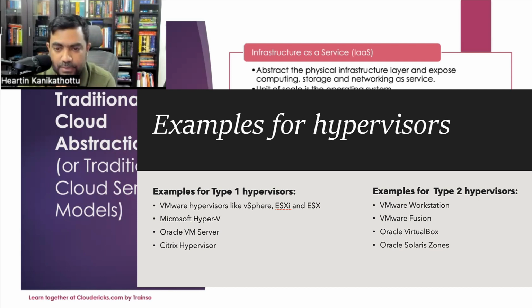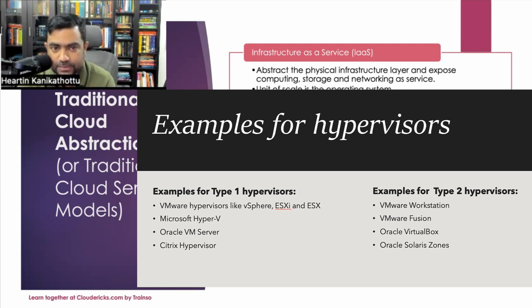Consider type 1 hypervisor. There are many examples from VMware and other providers. And most commonly, it is used by cloud providers or enterprise companies to run multiple virtual machines on a single physical host machine. Yeah, ESXi, Hyper-V, etc.